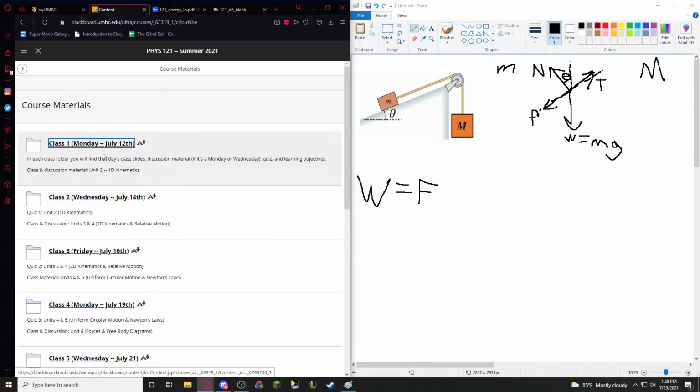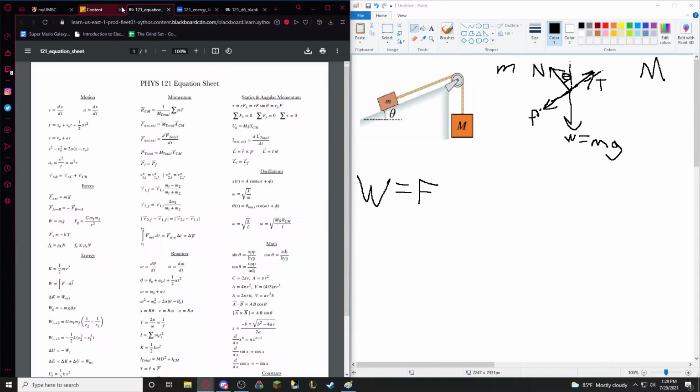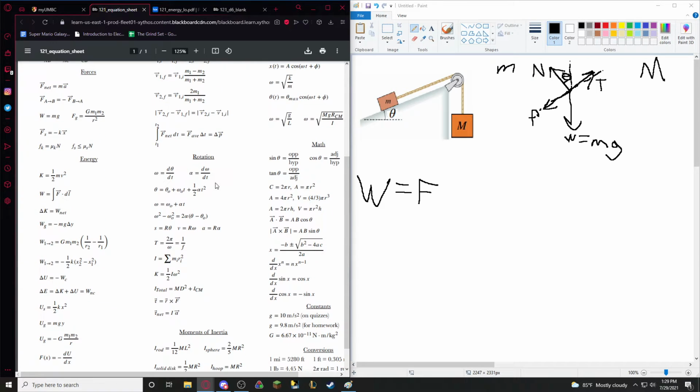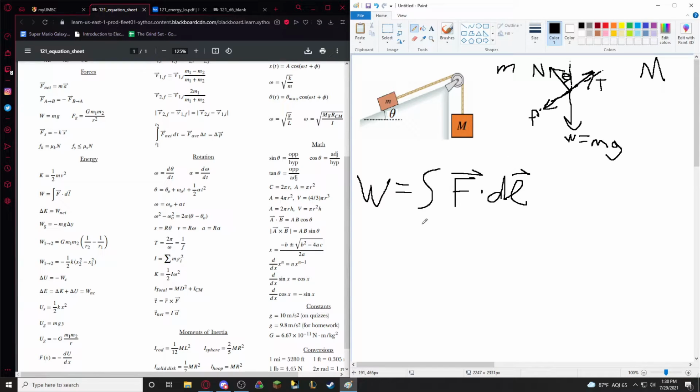I think for some reason he has the equation sheet in the class 1 thing, but I always like to have the equation sheet pulled up. So we have work is equal to, well, the more general form is this integral of the force over a path dl. It's a line integral, but for most examples you'll see it's essentially force times distance. But what conceptually is work?